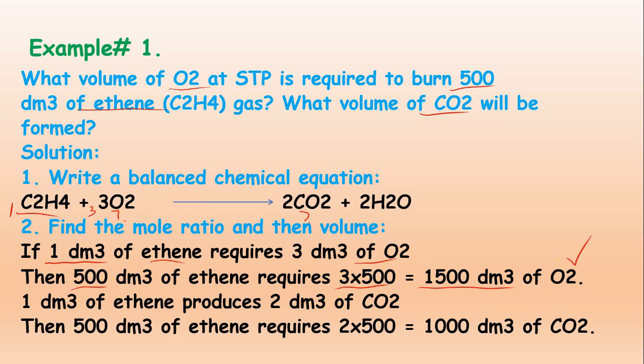Then in the second step, 1 dm cube of ethene will produce 2 dm cube of CO2. So definitely you have to multiply 500 by 2. Your answer will be 1000 dm cube of CO2 gas produced. So this is the calculation of the volume relationship.